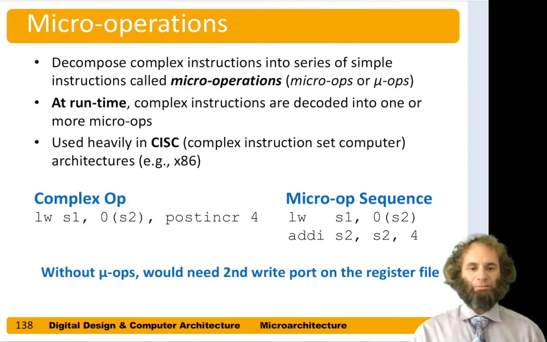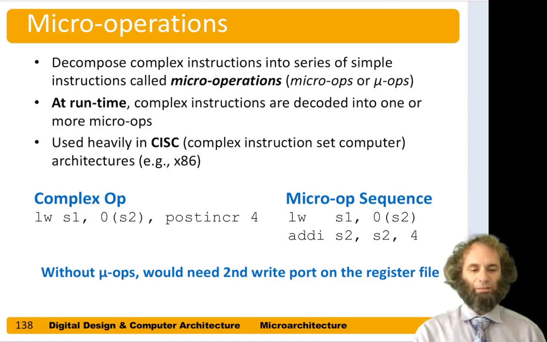The idea of micro-operations is to decompose a complex instruction into a series of simpler instructions called micro-operations. And at runtime, these complex instructions can be decoded into the micro-ops. So this is heavily used in complex instruction set computers that you can't efficiently execute on a nice clean datapath like the one we've talked about.